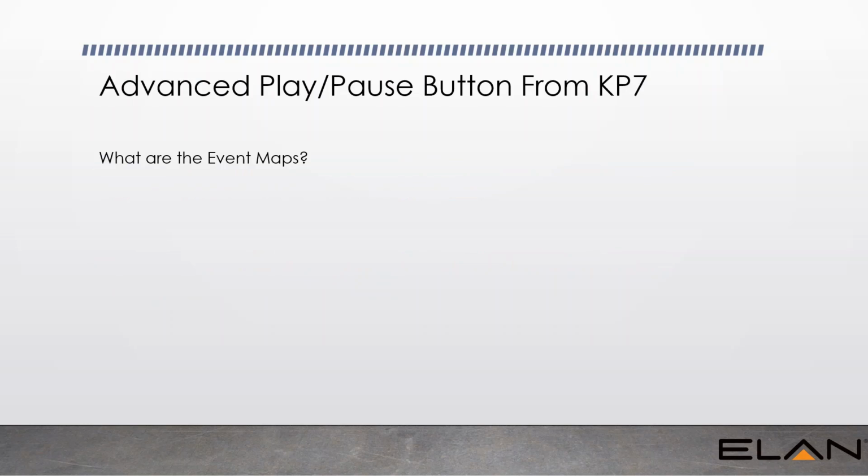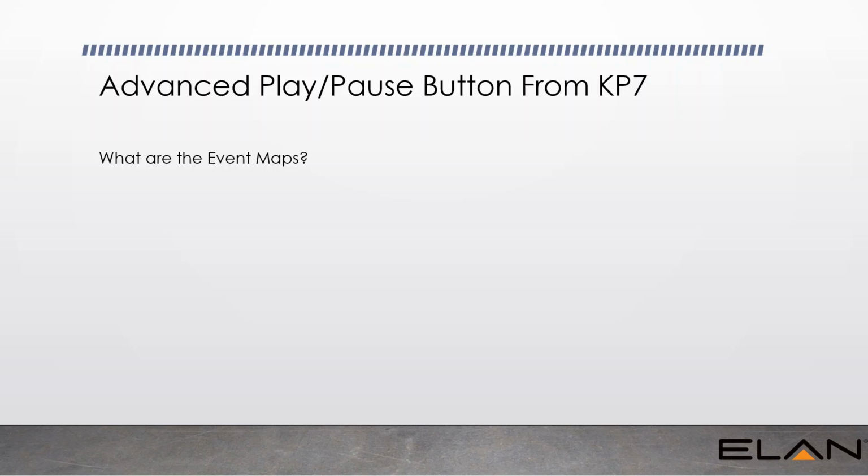So let's take a look at a couple of event maps. When we start talking advanced event mappings, we're talking about putting event maps together where, without one of these event maps, it does not work. So we're going to need all the event maps here for this to work correctly. So first one, an advanced play pause button from a KP7. Well, let's look at the list of event maps we need here.